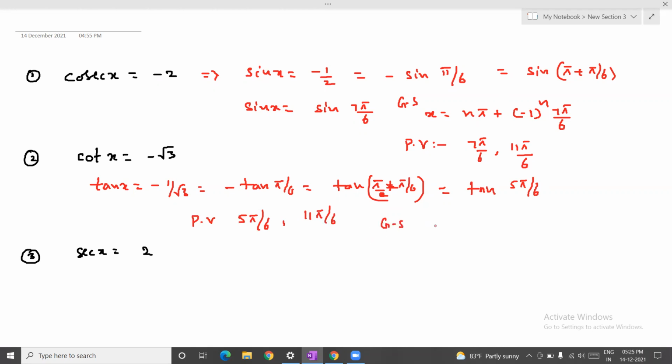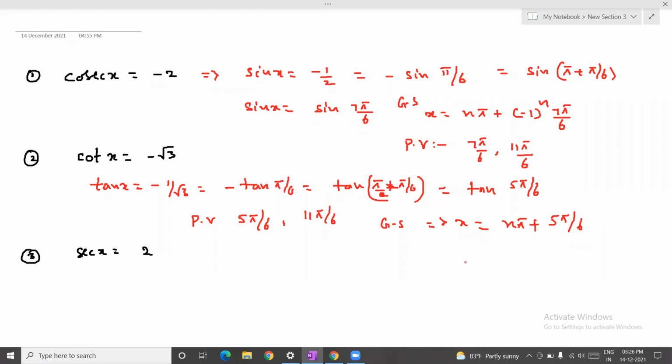And what is the general solution, students? What is the general solution of tan x is equal to tan alpha? General solution of x is how much? Please. N pi plus alpha. N pi plus, here, pi by 6. If I'm substituting n is equal to 0, I will get pi by 6. If I'm substituting n is equal to 1, 7 pi by 6 will come. If I'm substituting n is equal to 2, you will get all possible values.